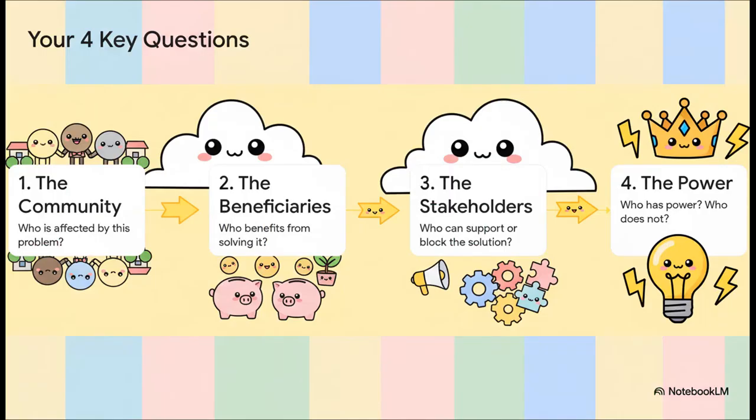And here it is, your whole blueprint distilled into four essential questions. Before you do anything, I mean anything, ask yourself these. One: Who is the community affected by this? Two: Who's going to directly benefit if we solve this? Three: Who can help us and who can block us? Who are all the stakeholders? And four, the one that changes everything: Who really has the power here and who doesn't?